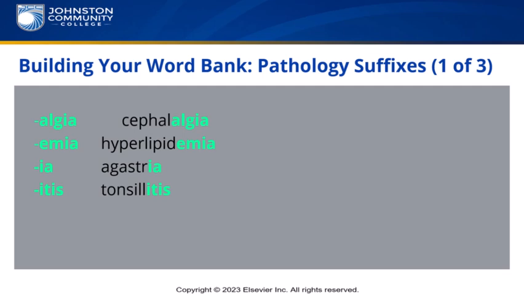Cephalo means head and algia is the suffix for pain, so the term describes pain in the head or a headache. Hyperlipidemia is a blood condition of excessive fats. Agastria is a condition of no stomach. And tonsillitis is inflammation of the tonsils.